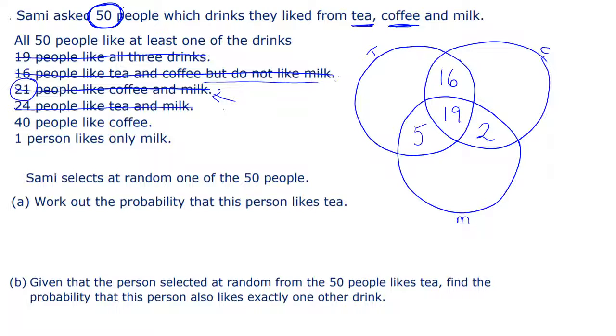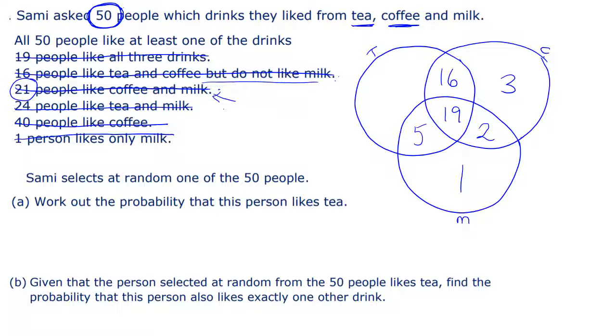So I've got 16 and 19, which makes 35, and then I've got another 2, so that's 37. But 40 people like coffee altogether, so there's got to be another 3 people that only like coffee on its own. And then it says 1 person likes only milk, so they've already done that section for you. 1 person goes in there.